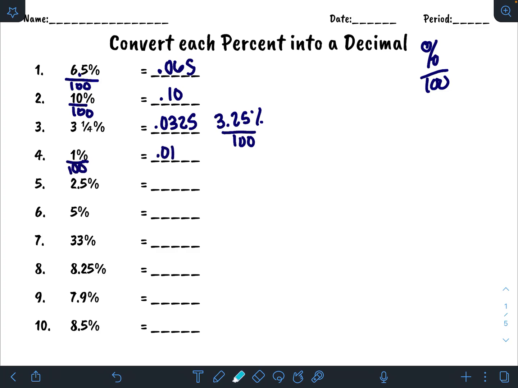Now, this is one that y'all need to be careful of. 10% is 0.1. 1% is 0.01. A lot of times whenever y'all see this 1%, y'all always want to just say 0.1. My suggestion is always to divide by 100 to see what you get.